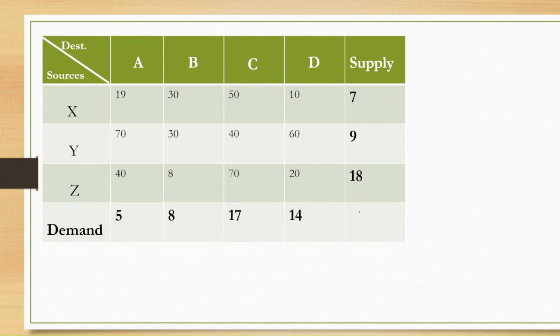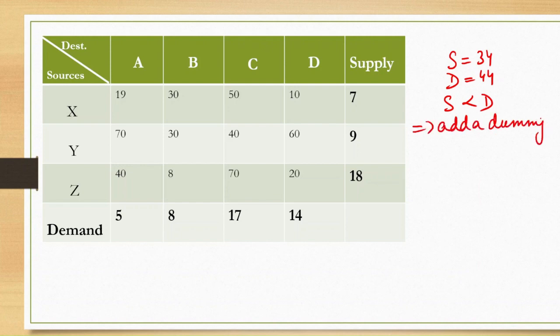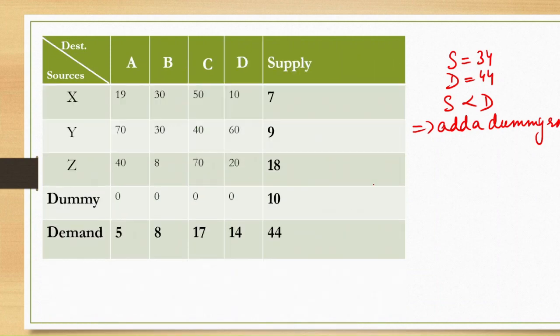This is also the unbalanced one where the supply is 34 and the demand is 44. So supply is less than demand. That means we have to add a dummy row with the supply. The supply, how we have calculated, 10 would be the demand minus supply, that's coming out to be 10. So this is how we can calculate the value that we'll be writing here.